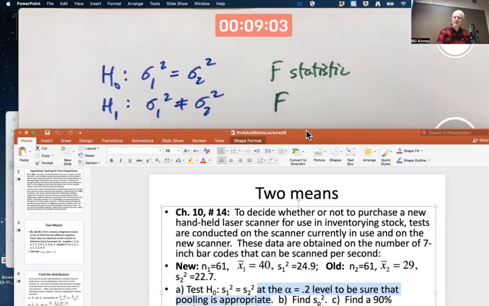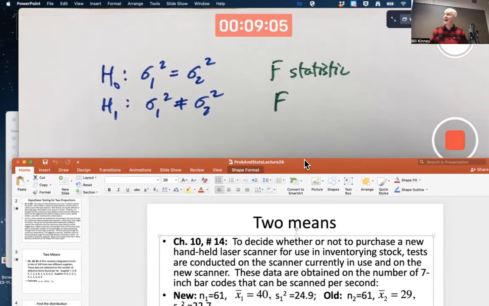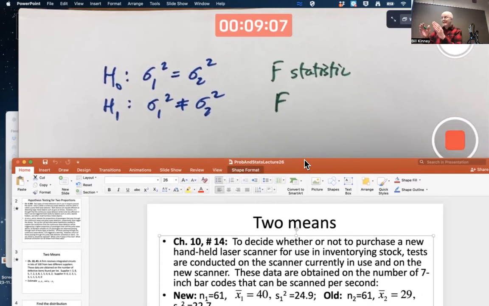And does it have any degrees of freedom? It's got actually two separate degrees of freedom. It's going to be written as a fraction with a numerator and denominator. The numerator is going to have a certain degrees of freedom, and the denominator is going to have a certain degrees of freedom.